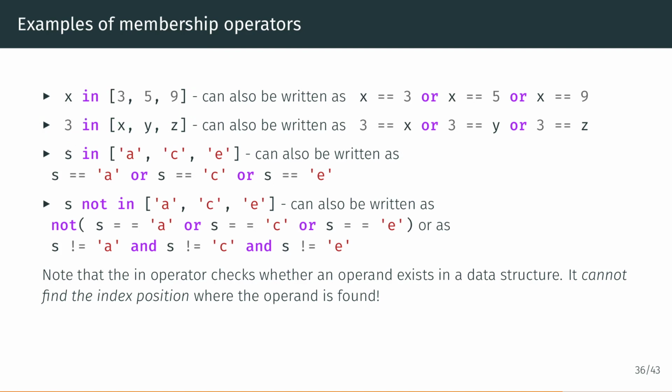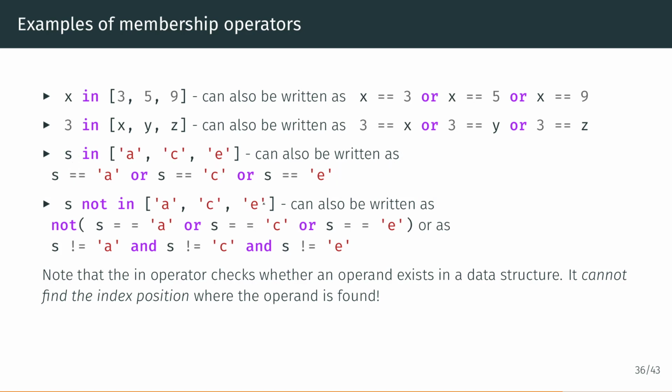So in the third example, we have s in the list A, C, E, which, as you get by now, can also be written as s equals A, or s equals C, or s equals E. Now this whole expression evaluates to true or false depending on the value of s. If s is either A or C or E, it evaluates to true, else it evaluates to false.